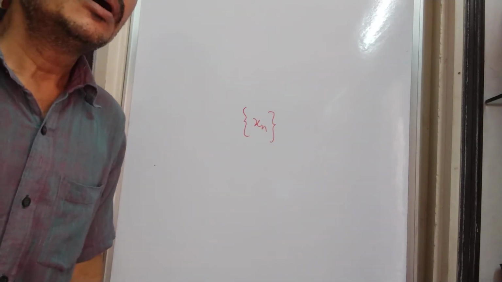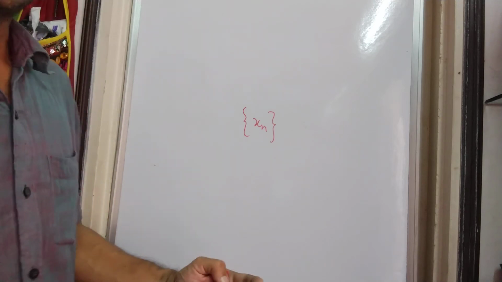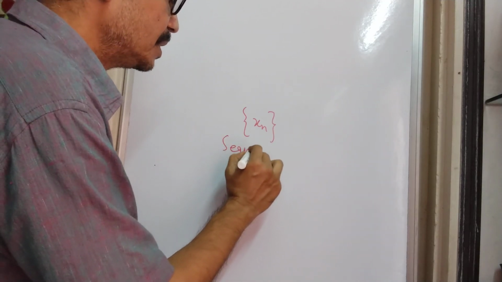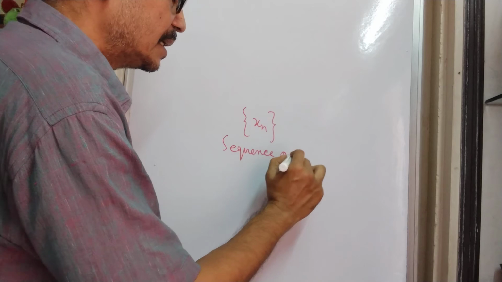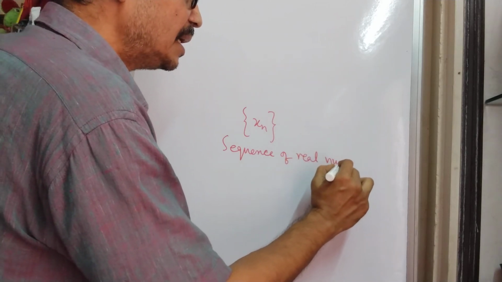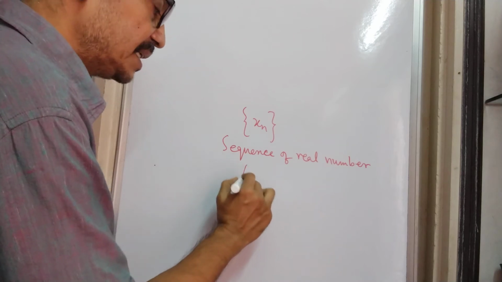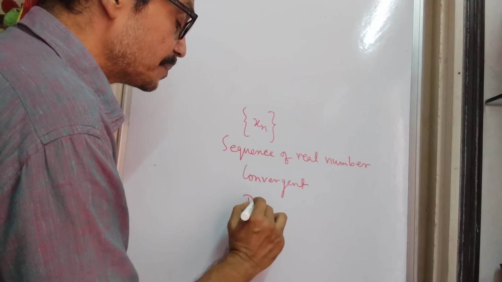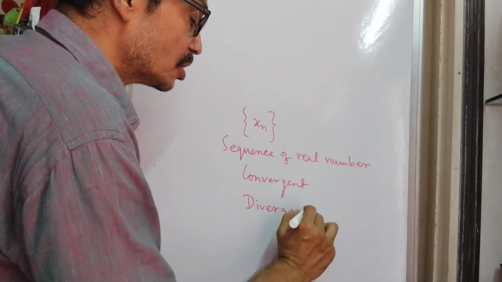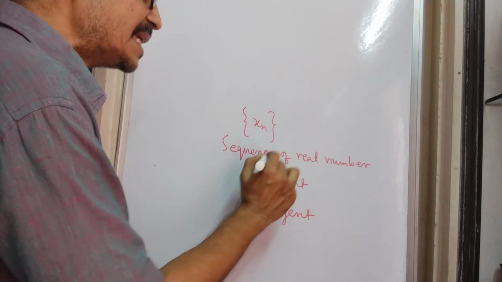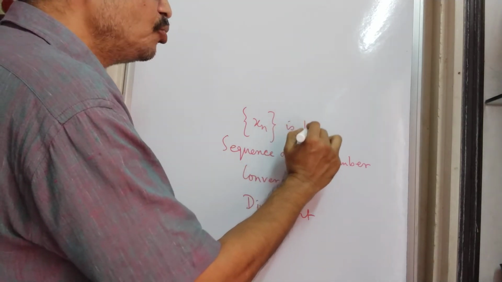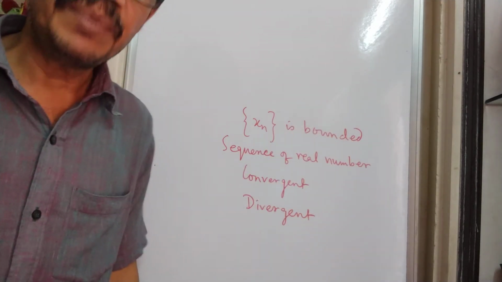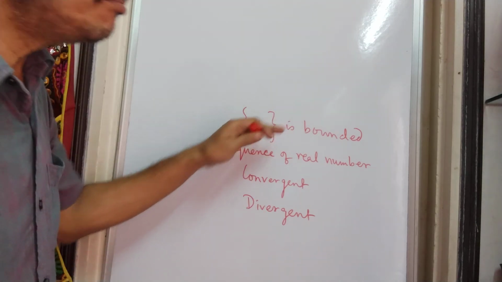I would like to mention just three things of this sequence of real numbers here. A sequence of real numbers may be convergent and may be divergent. Whenever a sequence of real numbers is convergent, then we may say that this sequence is bounded. But the reverse is not always true. That means a bounded sequence may not be convergent.